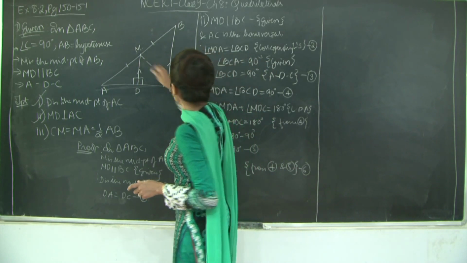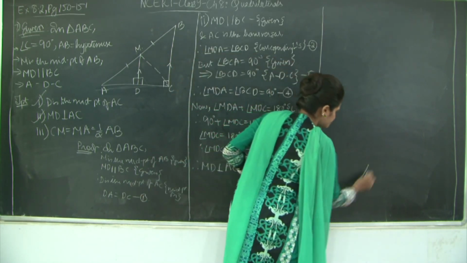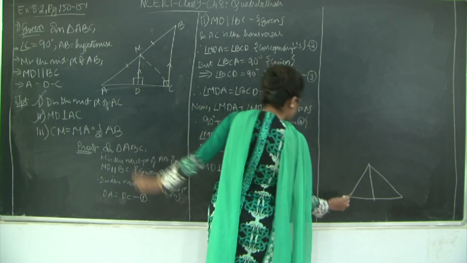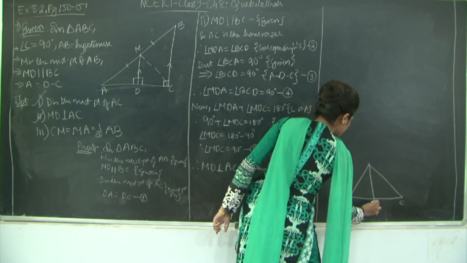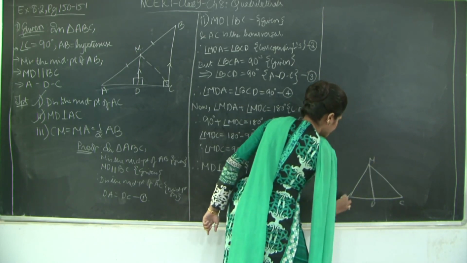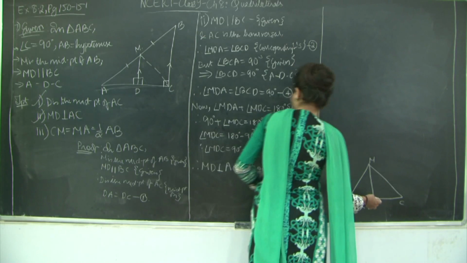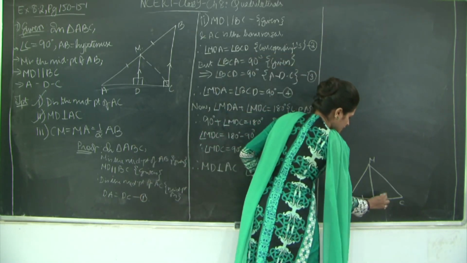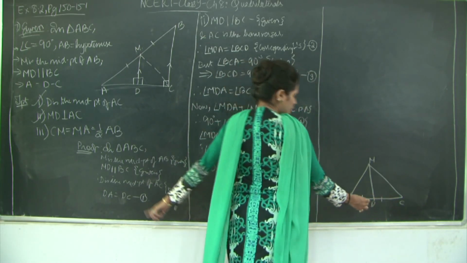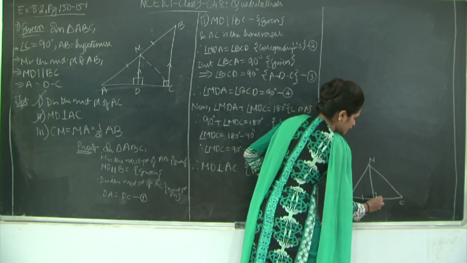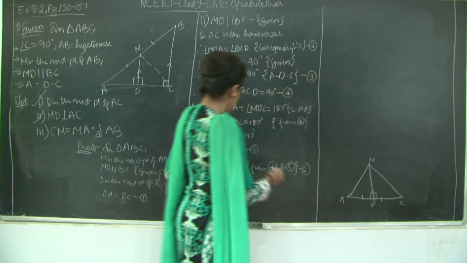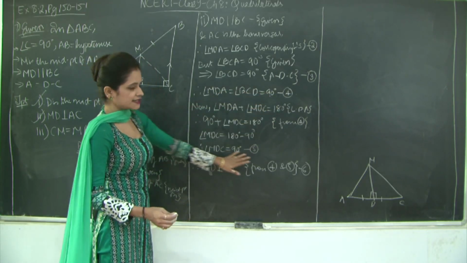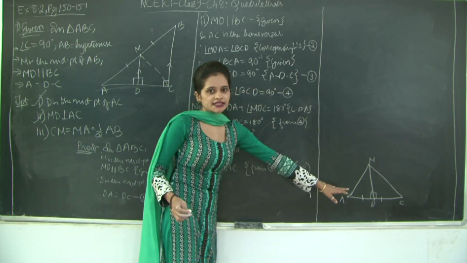So let's see, we have these two triangles out here. C, D, M and A. First of all, we prove that D is the midpoint out here. DA is equal to DC. Correct? So we'll take this from 1. From 1 we have DA is equal to DC. We have each of these angles as 90 degrees, which we have proved here, that MDA is 90 degrees and MDC is 90 degrees. Correct? MDA and MDC are 90 degrees.